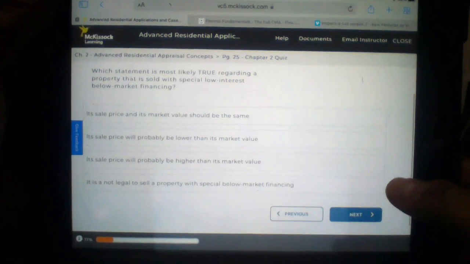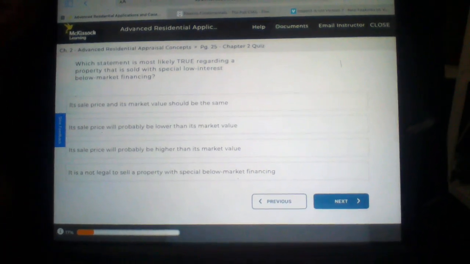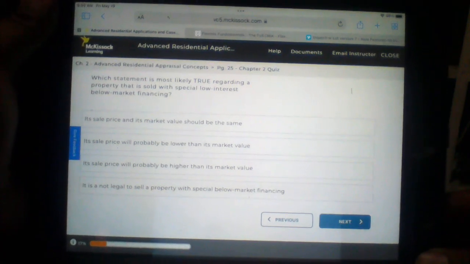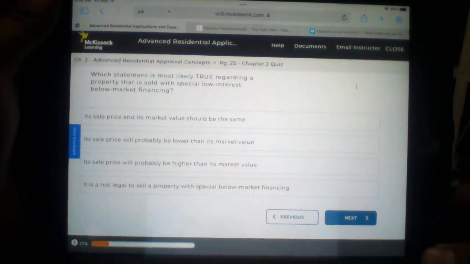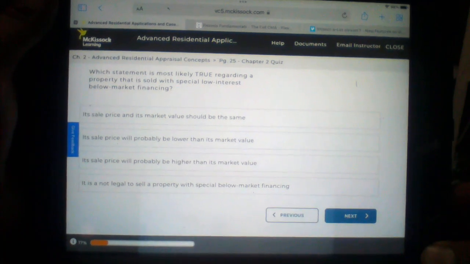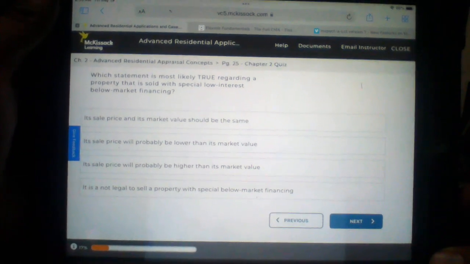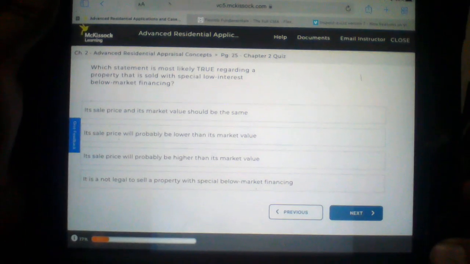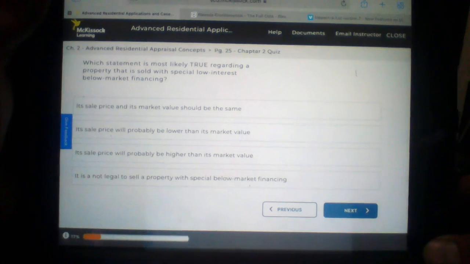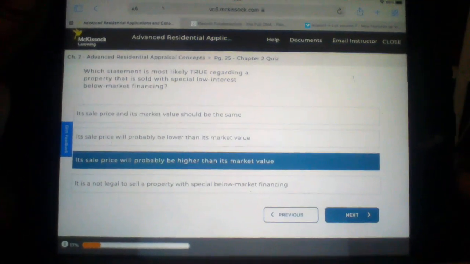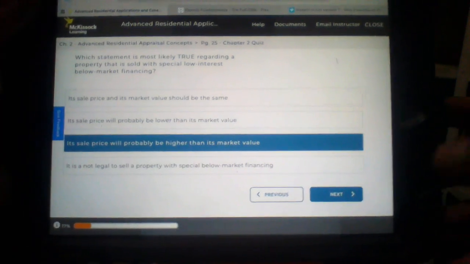And lastly, number 15. Which statement is most likely true regarding a property that is sold with special low interest below market financing? A, its sale price and its market value should be the same. B, its sale price will probably be lower than its market value. C, its sale price will probably be higher than its market value. Or D, it is not legal to sell a property with special below market financing. I'm going to go C. Its sale price will probably be higher than its market value.